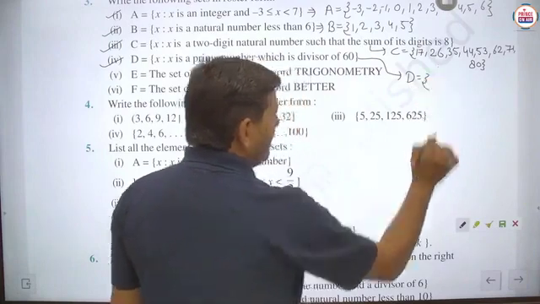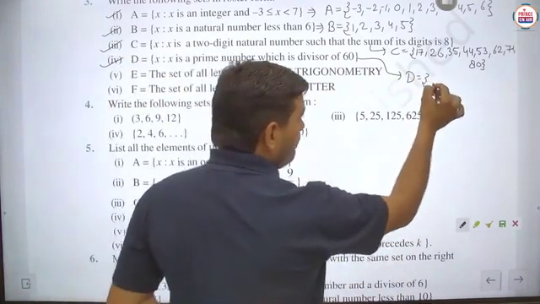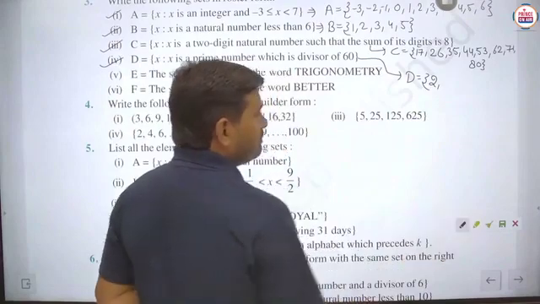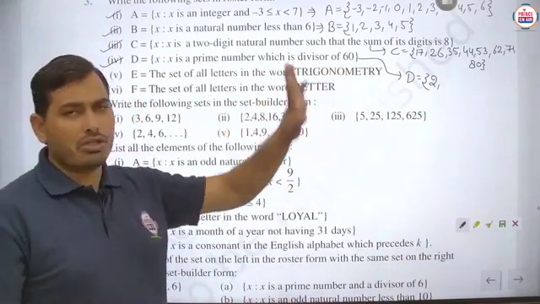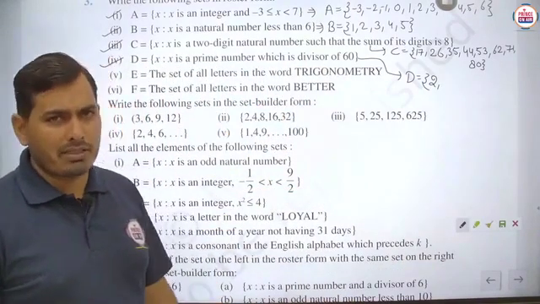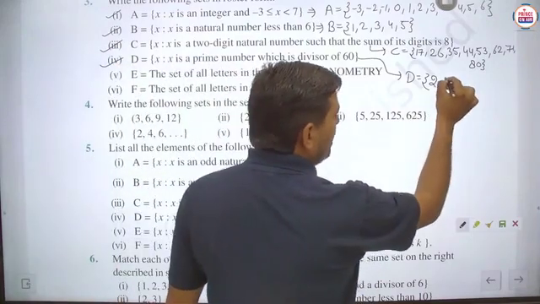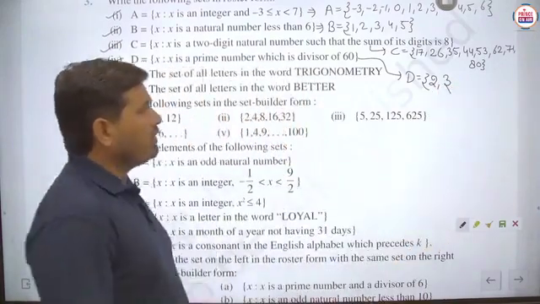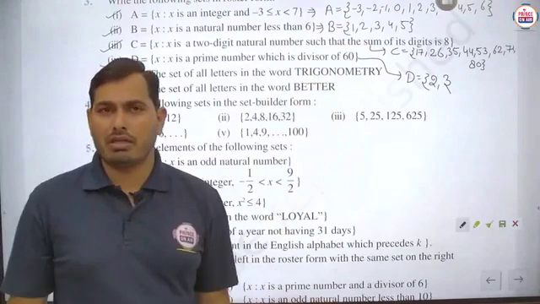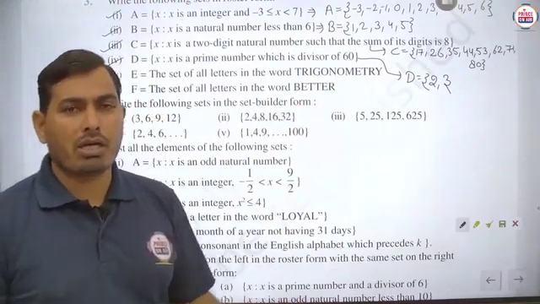Means set D we have to write here. Then the first prime number we write is 2. Is 2 a divisor of 60? Definitely it is a divisor of 60. After 2 we take 3 also, because 3 is also a divisor of 60. Is it clear? Because 20 multiplied by 3 is 60.